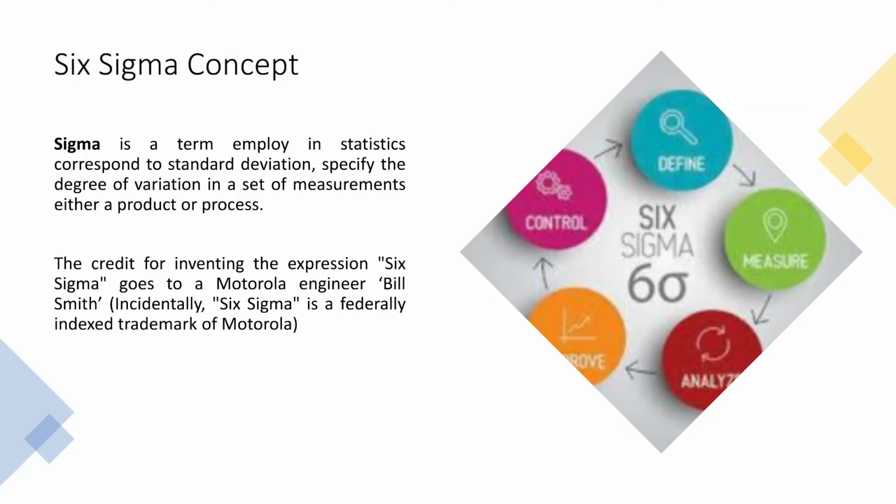One has to specify the degree of the variations in a set of measurements, either a product or a process. The basic aim is to first set the objectives and to analyze whether the product is meeting the expectations or not. For that, you need to undertake many steps. This is ultimately to build quality into the product and to remove all the deviations, all the defects from the product. So when we talk about the Six Sigma concept, it basically speaks about the deviation part.